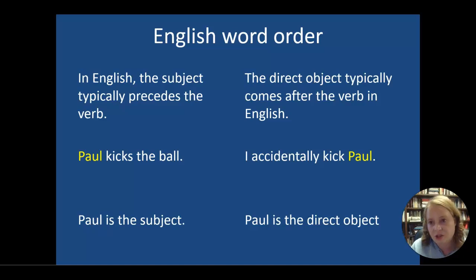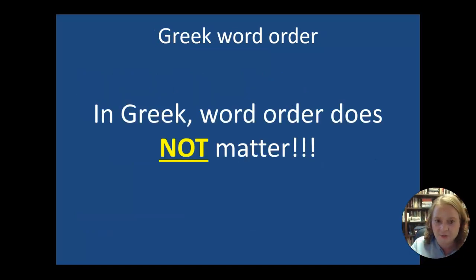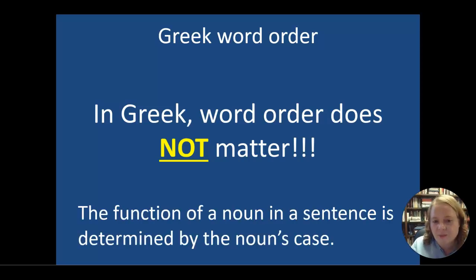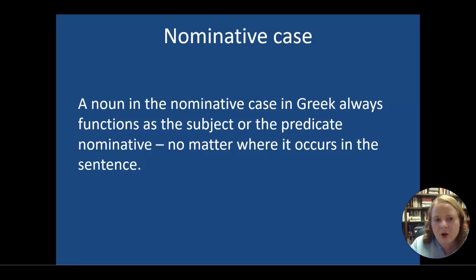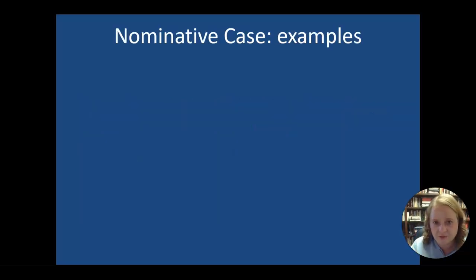If there's one thing you should start with focusing on, it's the nominative case, the subject. And so really focus there, because in Greek, the word order does not matter. The function of a noun in a sentence is determined by a noun's case. Okay, nominative cases are the most important ones because they're the subject. And so if there's one thing that you need to start with, it is to start by paying attention to the nominatives.